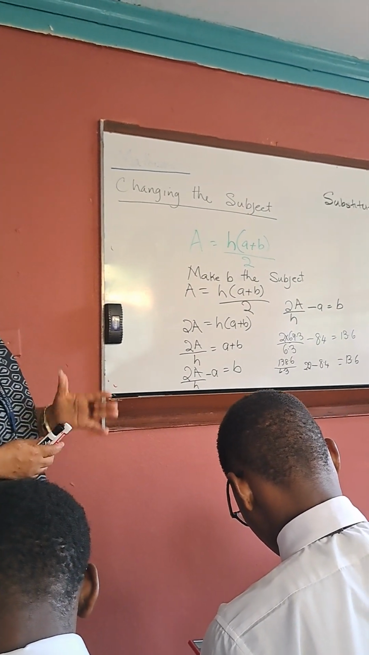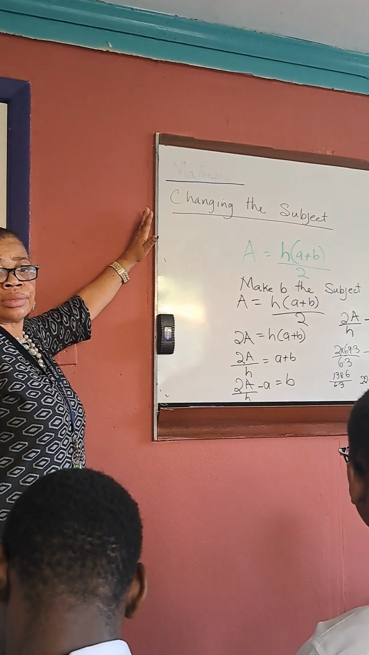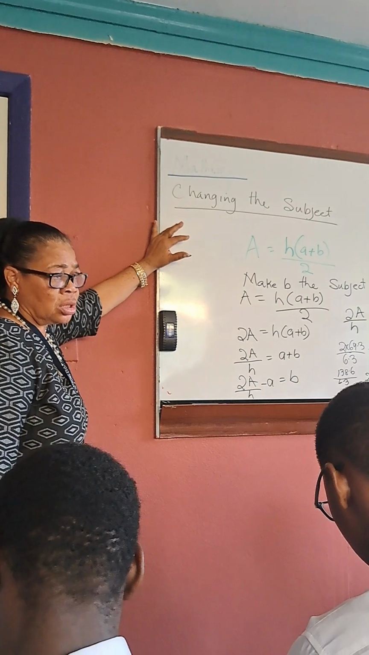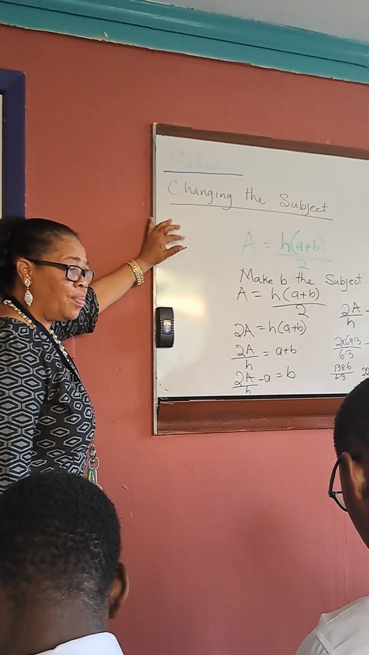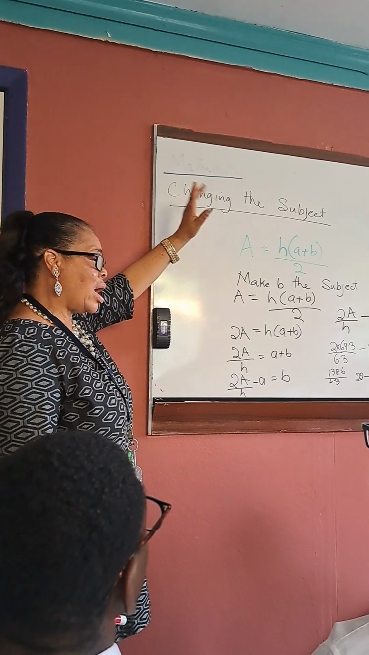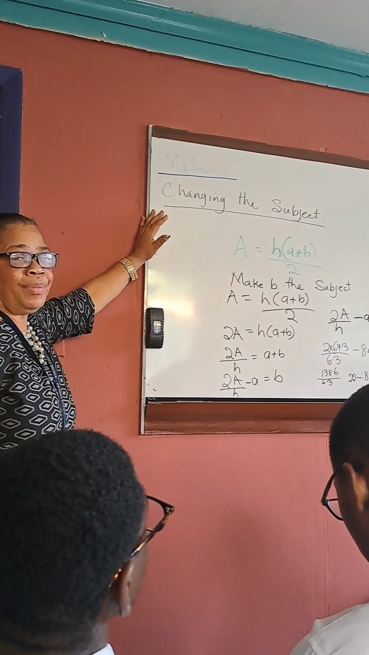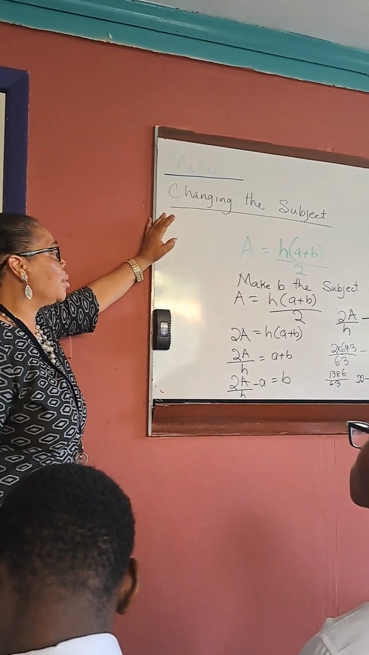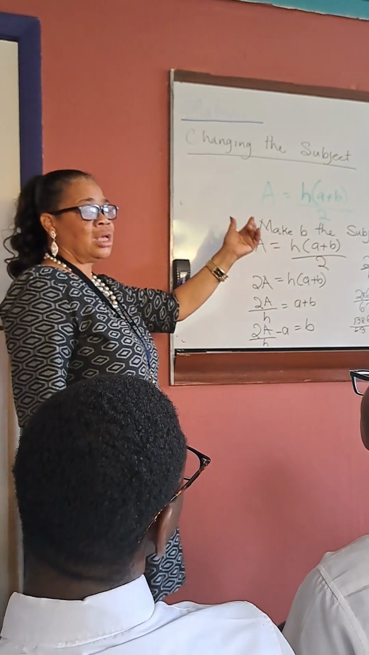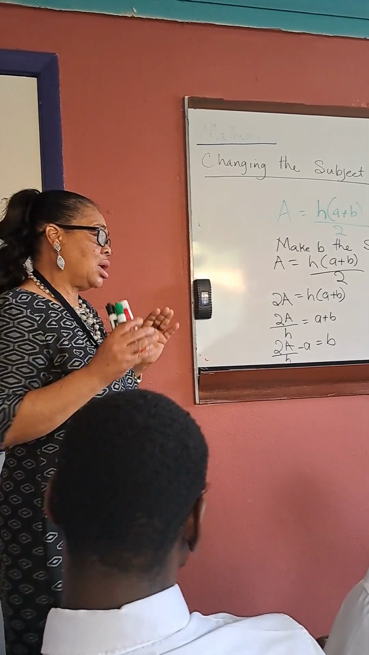Okay, just a quick recap of everything that we have done, making sure that we are getting it. When we're changing the subject, we are gradually, step by step, moving everything away from what we're trying to make the subject. In this case, they ask us to make B the subject. So I'm moving everything away from B and putting it on the side of A so that B can stand by itself.